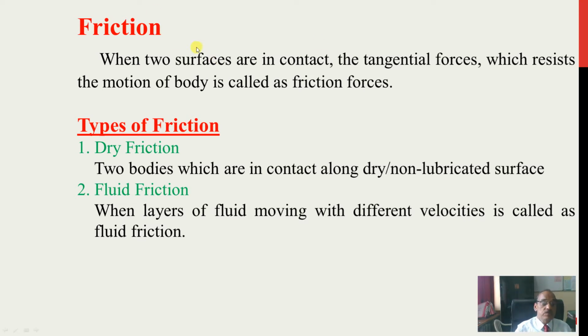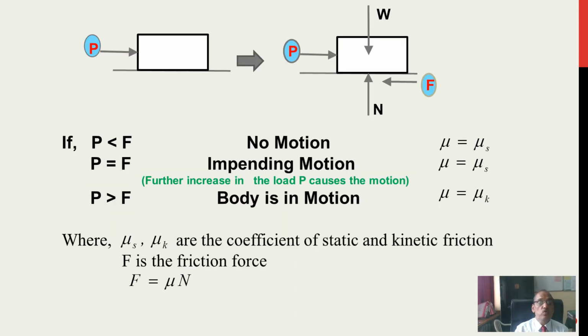What are the types of friction? Dry friction: when two bodies are in contact along a dry, non-lubricated surface, that is called dry friction. When layers of a fluid are moving with different velocities in different directions, that is called fluid friction. Okay, so this in general you should know.